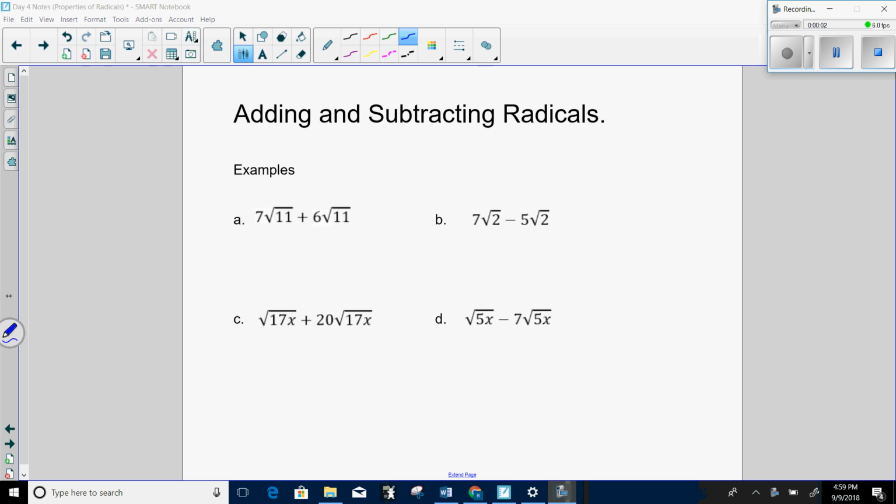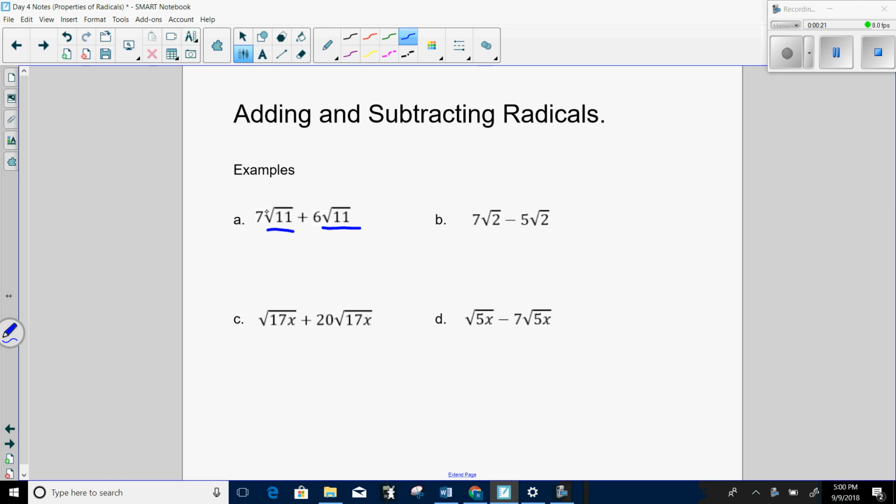Today's lesson is going to be over adding and subtracting radicals. In order to add and subtract radicals, the radicals have to be the exact same, just like in variables. The variables have to be the exact same with the exact same exponents. The radicals are the same way. So notice the square root of 11 and the square root of 11. Notice those are the same.